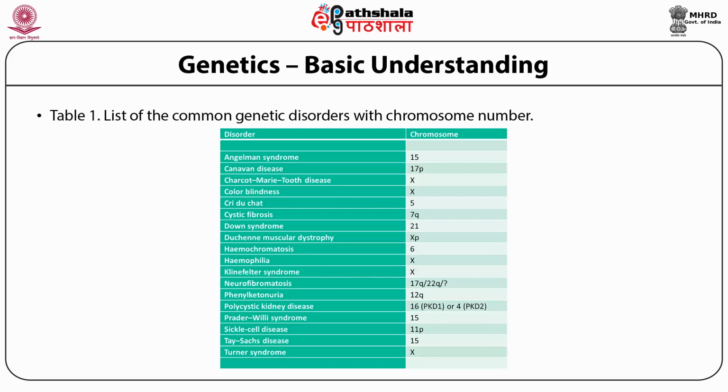Then we have Klinefelter syndrome, again on the X chromosome. Then we have phenylketonuria, that is on 12q. Then we have sickle cell disease, that is on chromosome 11p. And then we can see Turner syndrome, that is again on X, the sex chromosome.